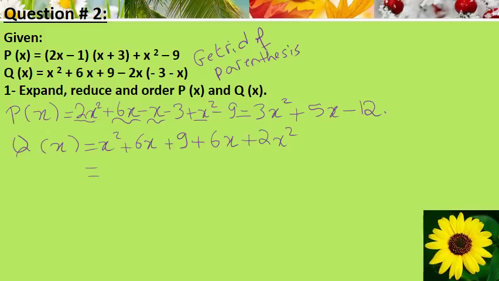Now, let's reduce like terms, Badia. x squared plus 2x squared equals 3x squared. 6x plus 6x equals plus 12x. Plus 9 goes down. So these are the expanded p of x and q of x.